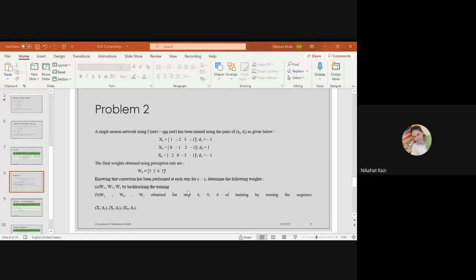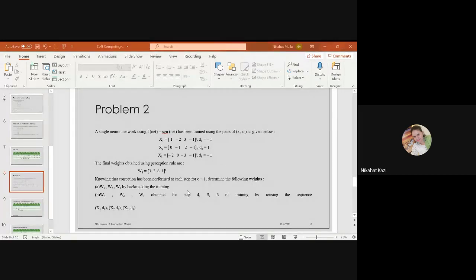Given this additional information, you are required to compute W3, W2 and W1 by backtracking the training. So initial weights are not given to you. Final weights are given to you. You need to backtrack the training and compute the weights, which were the weights W3 in step 3, 2 and 1.